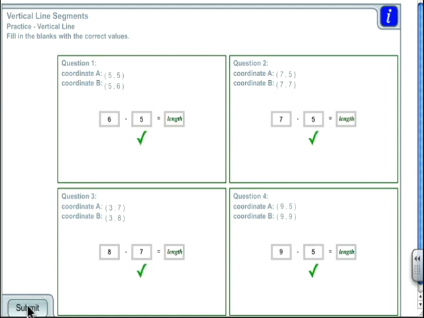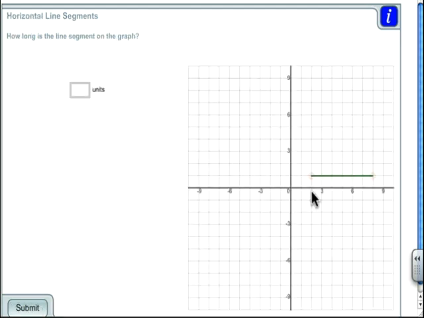We press submit. Now we're asked to calculate the length. So 6 take away 5 is 1, 7 take away 5 is 2, 8 take away 7 is 1, 9 take away 5 is 4. Our answers are correct, so it's allowing us to continue. Now we're going to look at horizontal line segments.